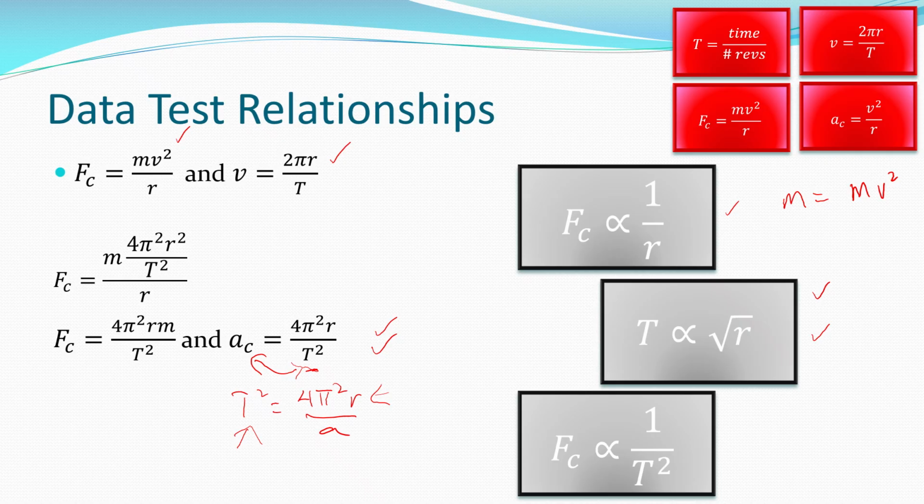Here's a good task for you. If you take the square root of both sides, what will you end up as your gradient?